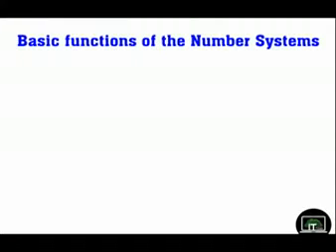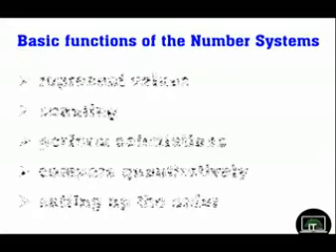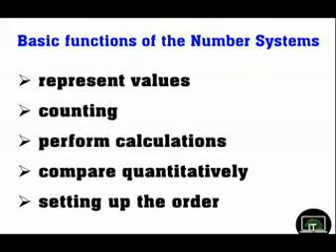First of all, we try to understand what the basic functions of number systems are. Number systems are used to represent values, as you say 1, 2, 3. For counting, just say you are counting 1, 2, 3, 4, 5, so for this counting you need the number systems. We need the number system to perform calculations. You do addition, subtraction, multiplication, division. All these calculations are done using number systems.